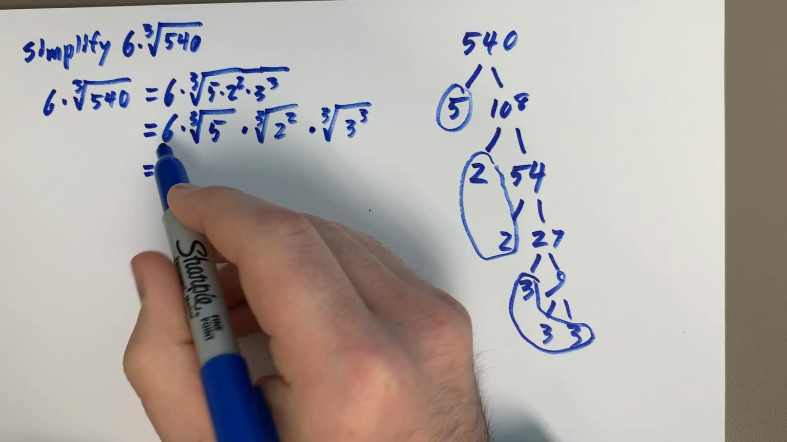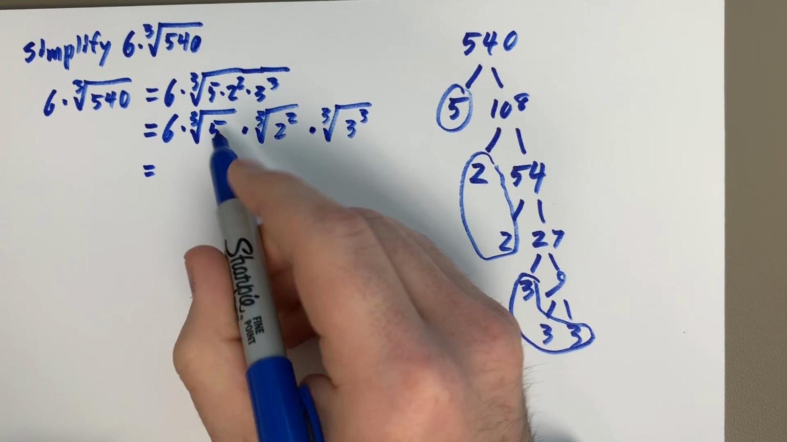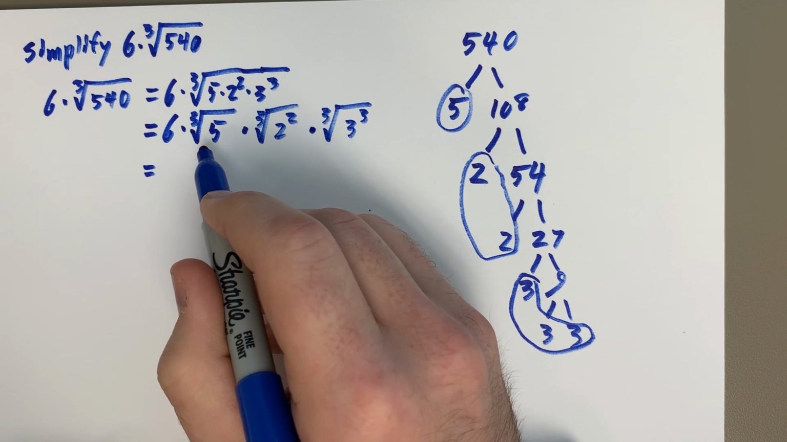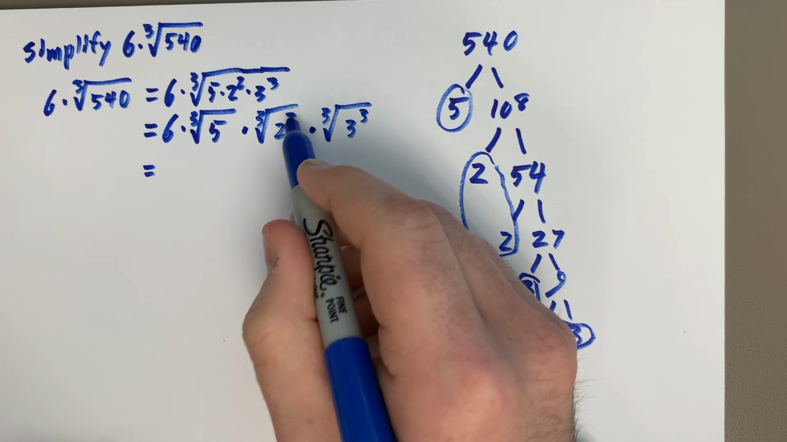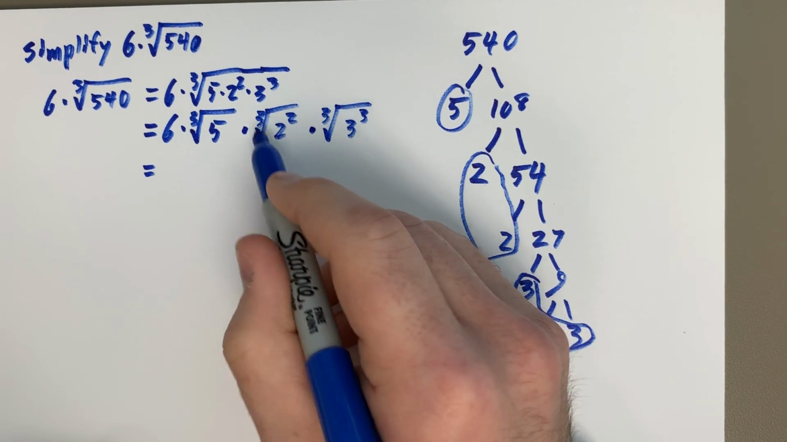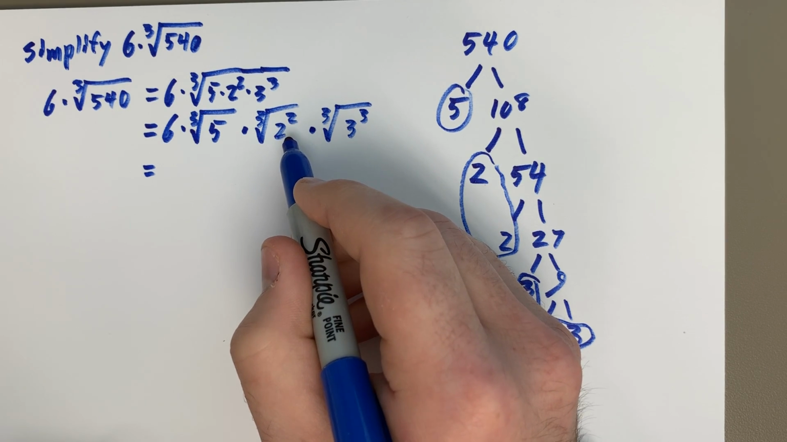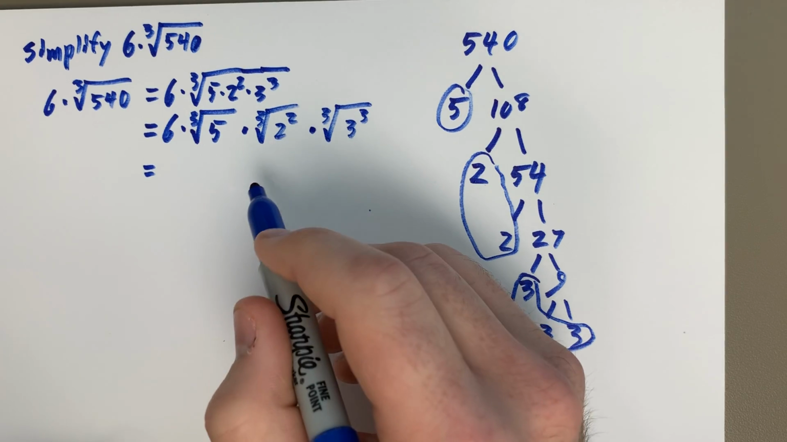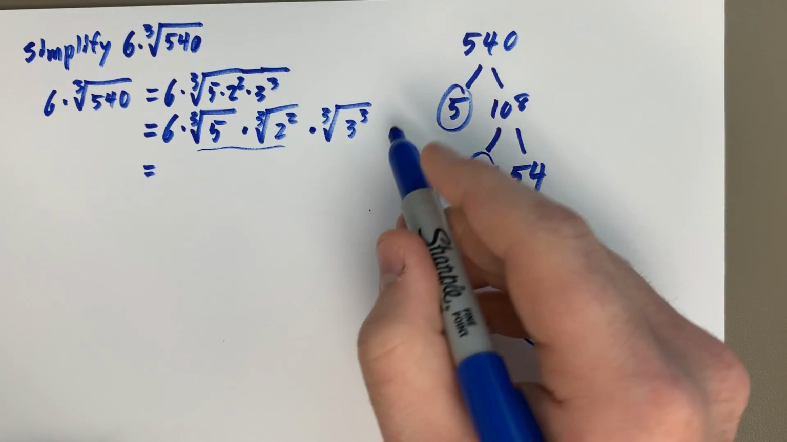Okay, so the 6 is just going to get carried along for the ride. The 5 does not break down anymore, so I cannot take the third root of 5. That's stuck. I also have 2 squared here, and I have a third root. So what I have inside here, since I don't have a cluster of 3 2s, I'm stuck with the cube root of 2 squared. So these will end up getting recombined later.